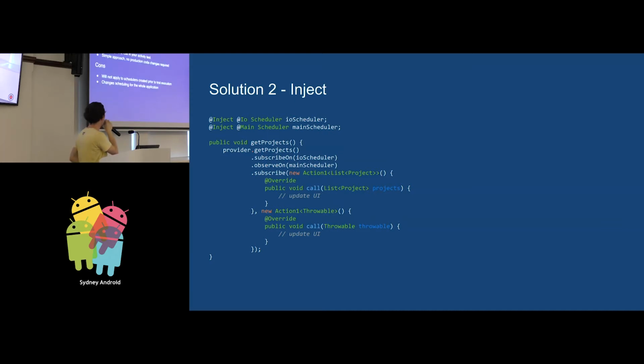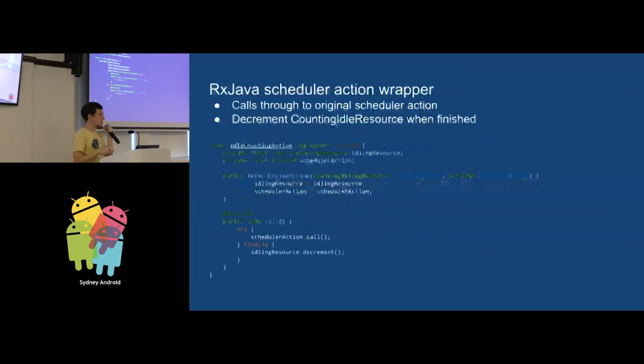So can we do something else? Yes, we can. This requires a bit of code change, but as opposed to using those static methods to get your schedulers, you could inject your schedulers. This way, just as with any dependencies, you can provide your mock dependencies, which would be the immediate scheduler, and in your test application, everything would be run in a sync manner. Your UI would be updated in a sync manner, and you would not end up with flaky tests.